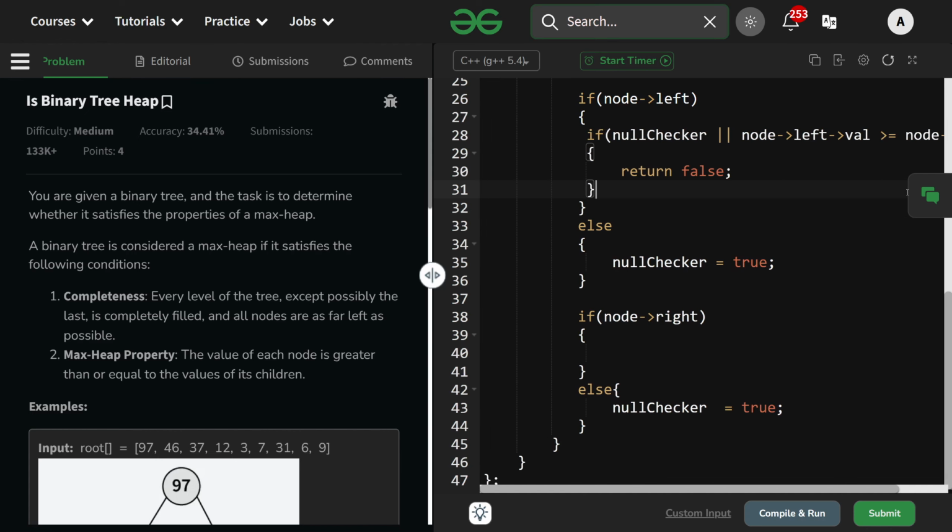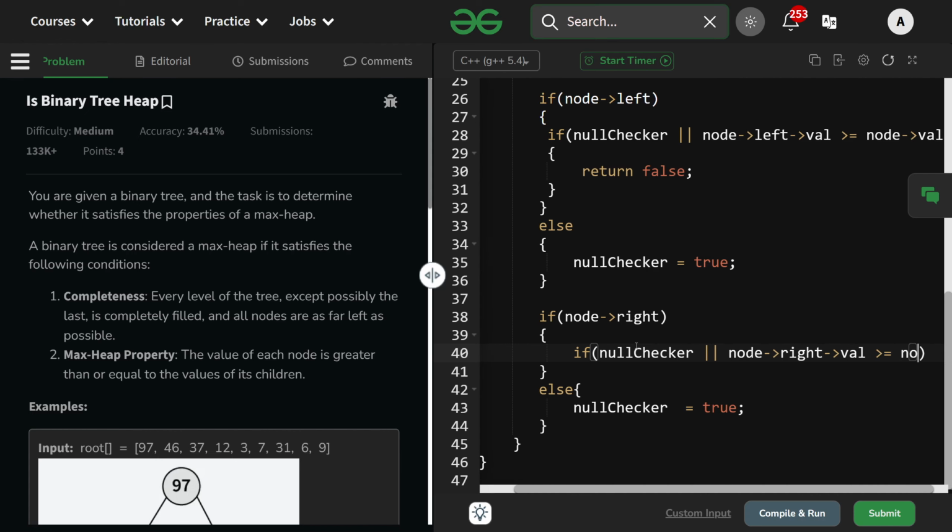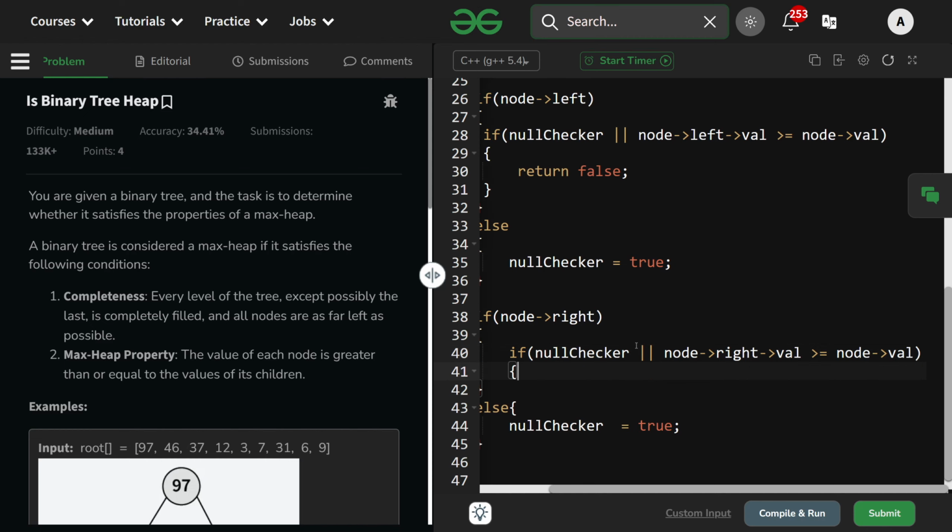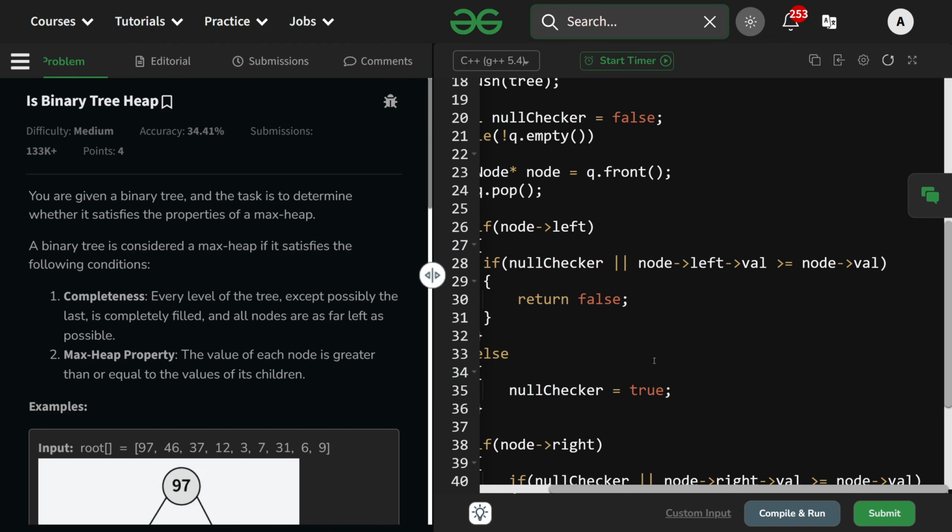Otherwise, we can just keep on continuing. We don't care. Same thing we can do over here as well. If the null checker is true, okay, if the null checker is true, and if the node dot right's key value is greater than or equal to the node value, that time we can clearly say that this tree is not following the property of a max heap.